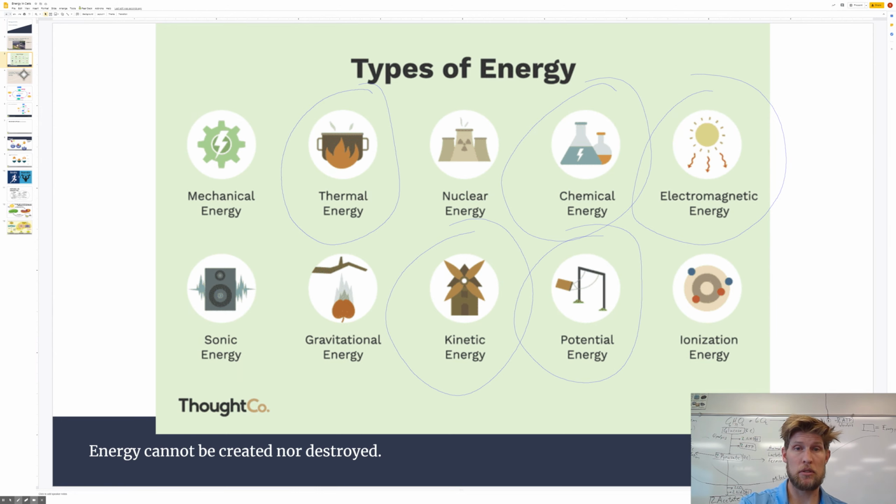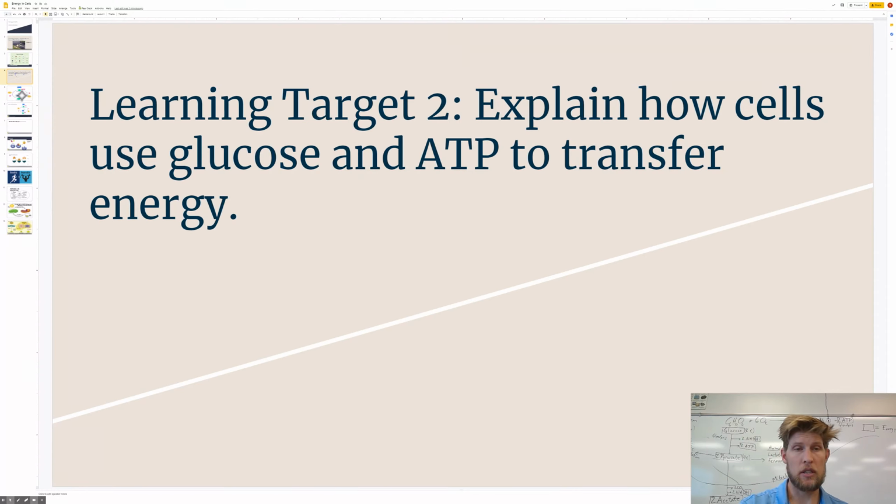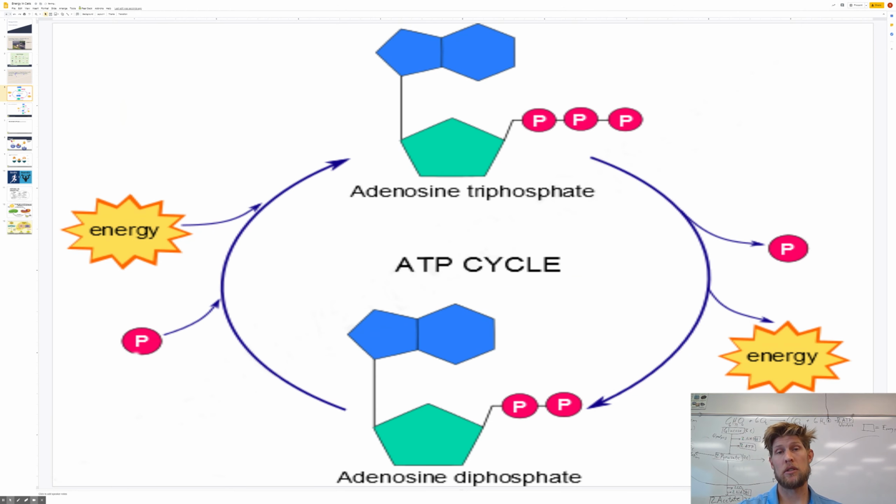Now, our next learning target is explain how cells use glucose and ATP to transfer energy. Now, first, let's learn a little bit more about ATP before we start talking about glucose. Now, we get most of the energy in our bodies from glucose. Well, first, we got to change it into ATP.